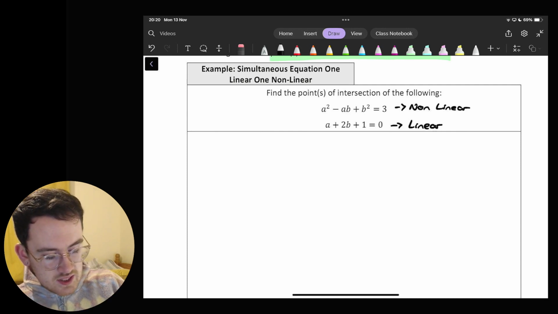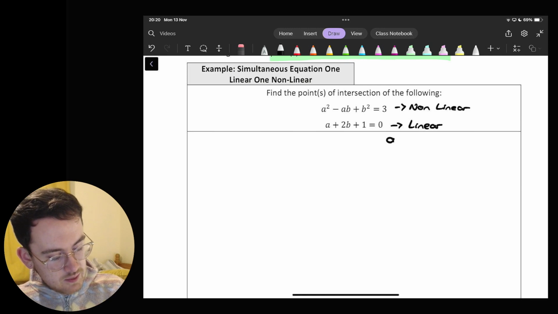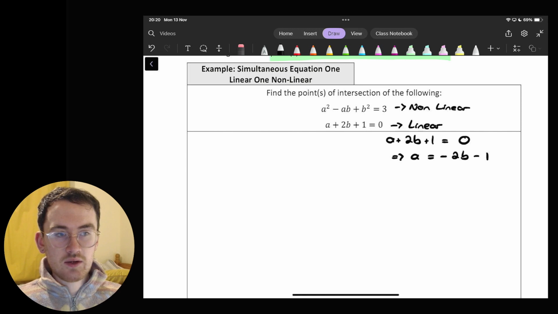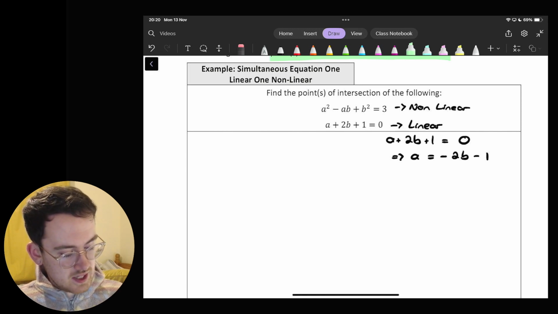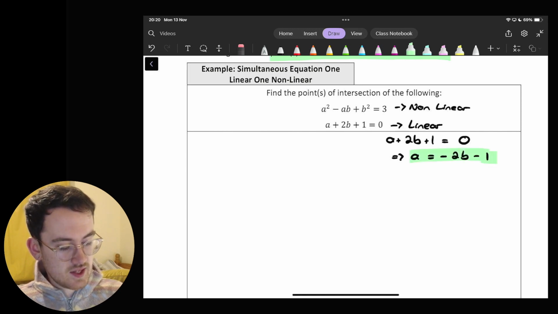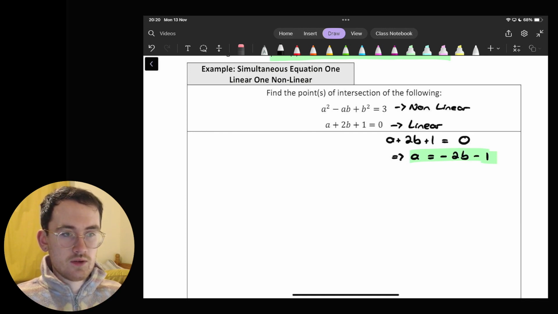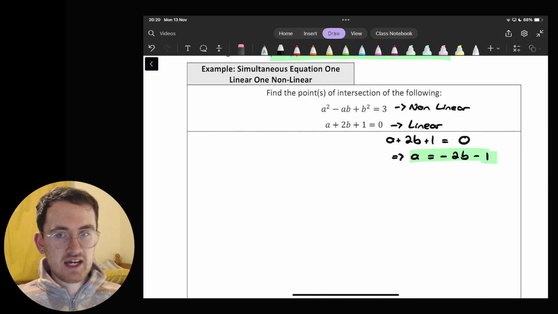So what I'm going to do is take that linear example, the a plus 2b plus 1 equals 0, and rewrite that in terms of one variable. So I'm going to rewrite it in terms of b. So I'm going to rewrite a being equal to minus 2b minus 1. Okay, and let's highlight that there. That's important. So we've now got a new expression for a in terms of b. So in terms of b, a is minus 2b minus 1.